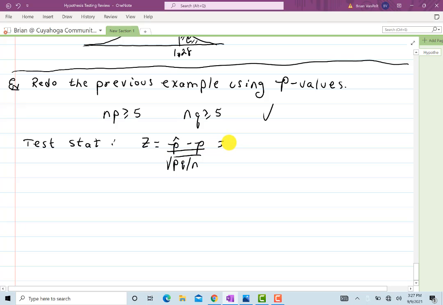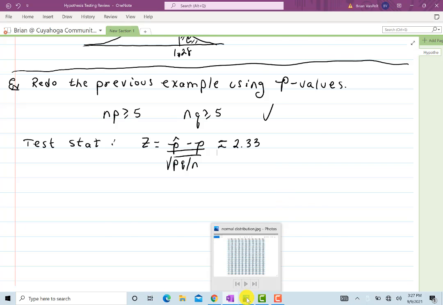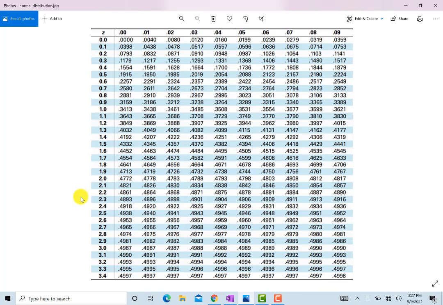But now we only need 2 decimal places here because now we are going to use a table and try to determine the area. Since it's a right-tailed test, we're going to try to determine the area to the right of 2.33. So let's go to the table and see if I can find the row-column intersection of 2.33. So I have 2.3, here's my row, and now let me move over to 3. So I get 0.4901.